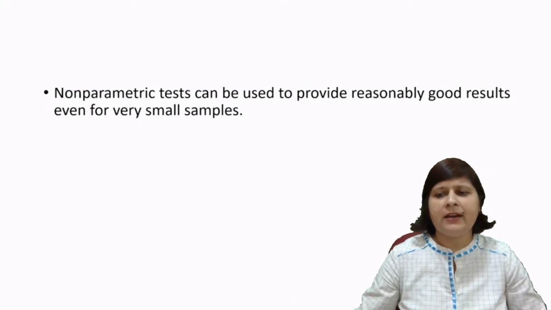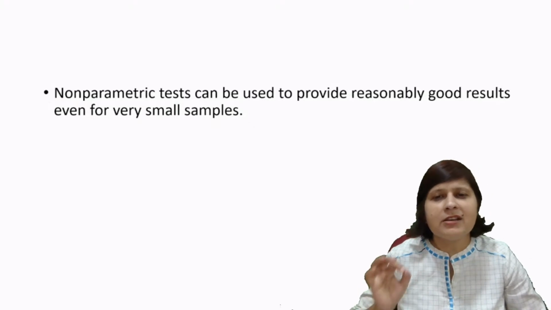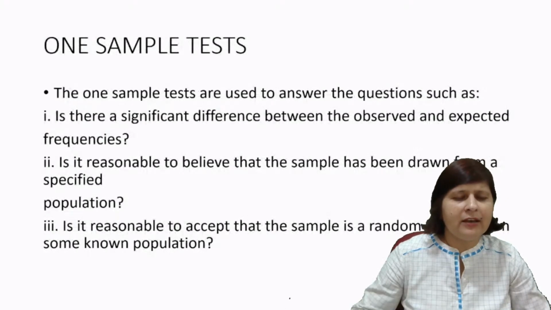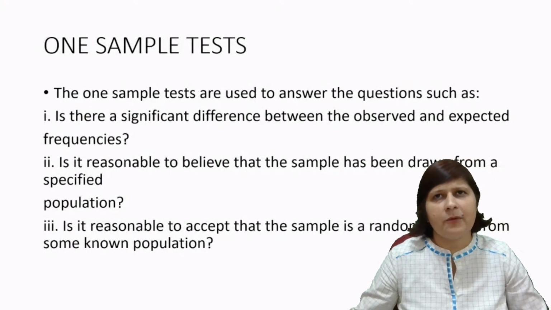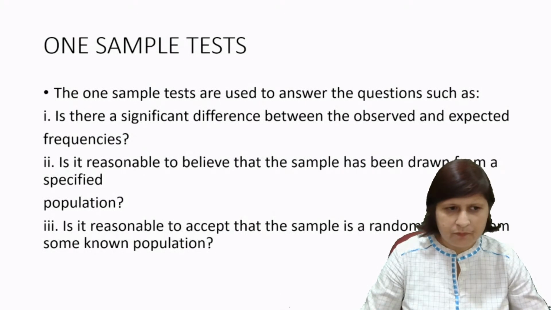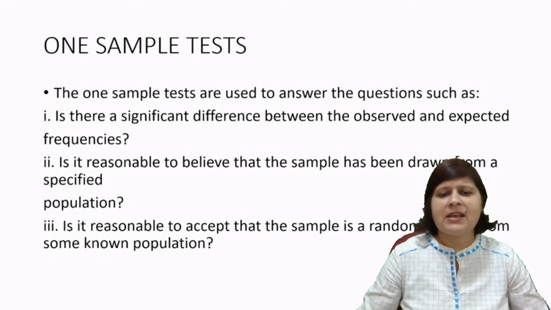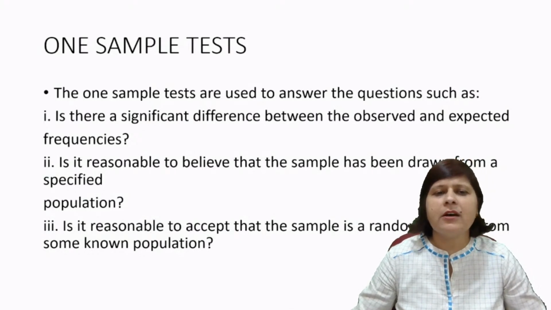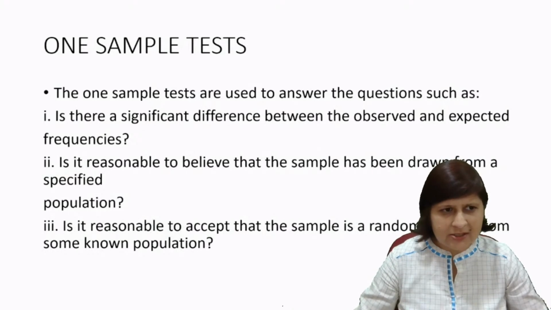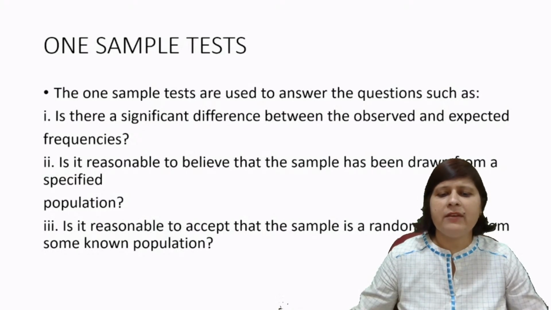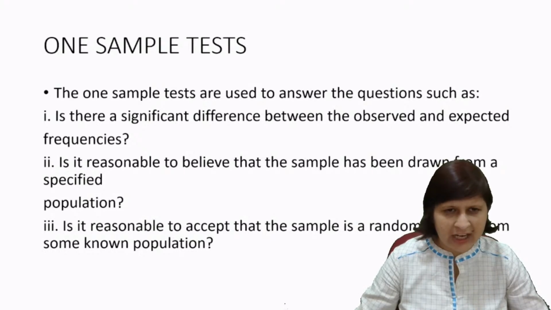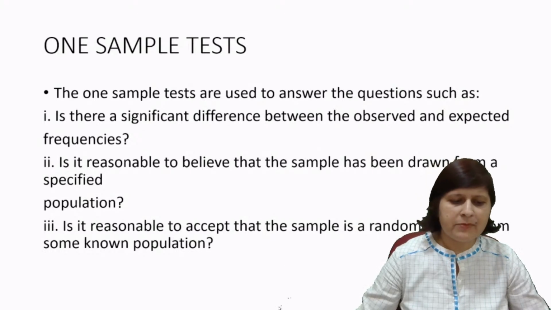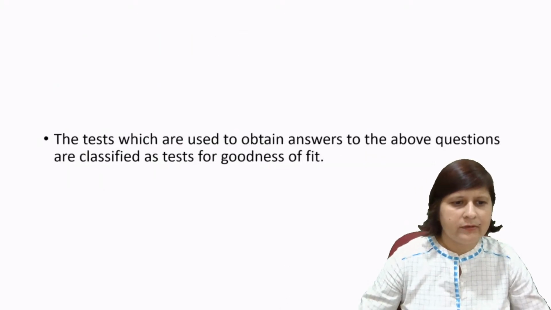Non-parametric tests are used to provide reasonably good results even with very small samples. If your sample size is very small, then you can still carry out your non-parametric test. One sample tests are used to answer questions such as: is there a significant difference between the observed and the expected frequency? Is it reasonable to believe that a sample has been drawn from a specified population? Or is it reasonable to accept that the sample is a random sample from some known population? Right?